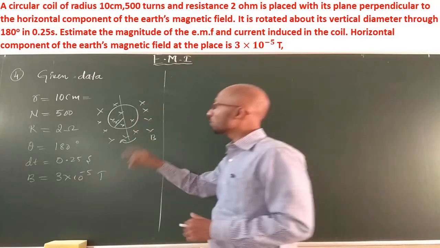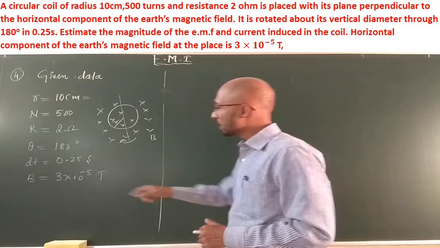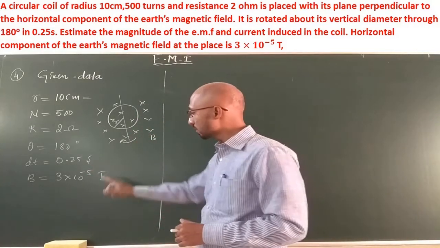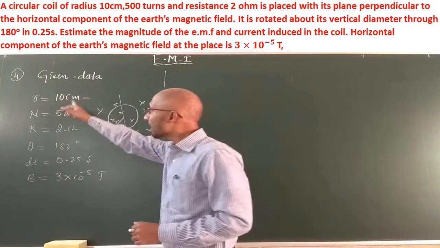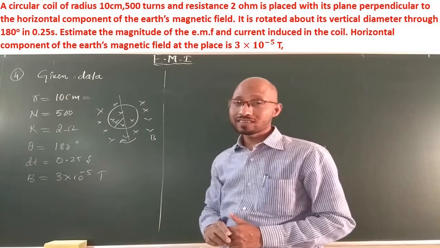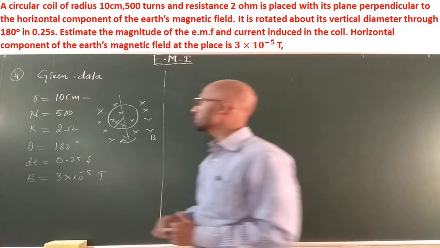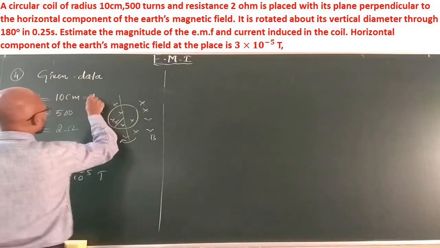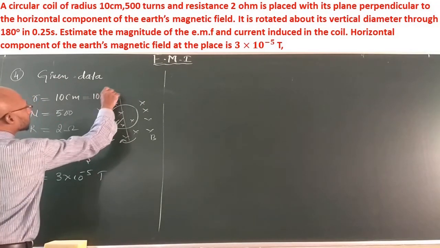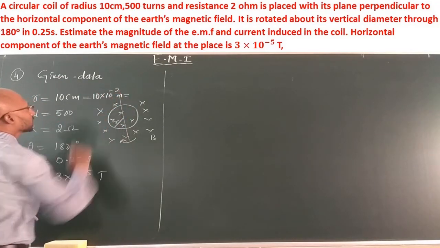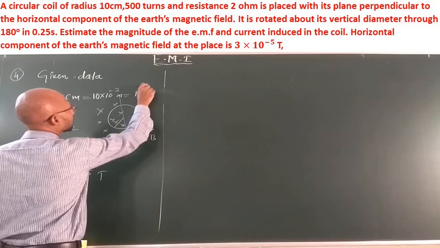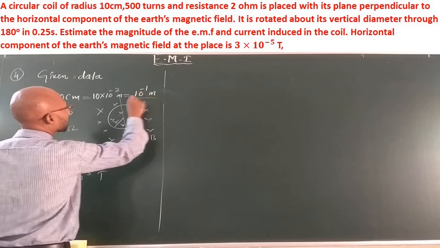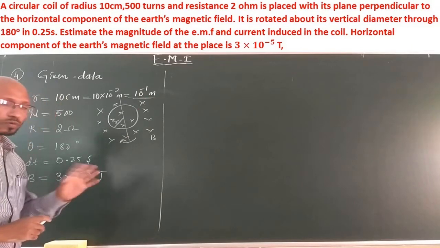Now these are all written. If we check the data, second is an SI unit, Tesla is an SI unit, ohm is an SI unit, whereas the radius of the coil is given in CGS units. First convert that into the SI system. Now 10 into 10 raised to minus 2 meter, because 1 centimeter is 10 raised to minus 2 meter. Now our final answer is 10 raised to minus 1 meter. Now we have converted the radius.